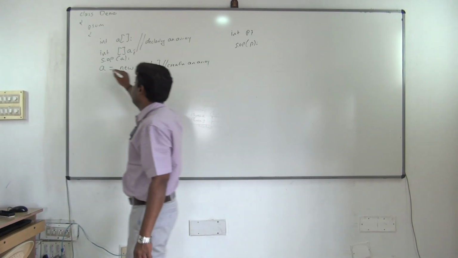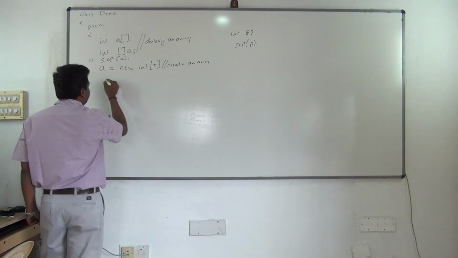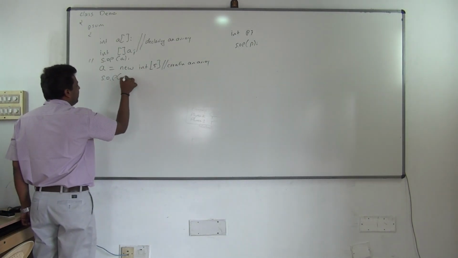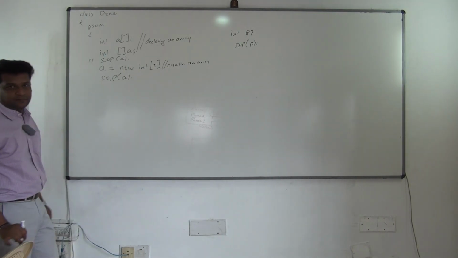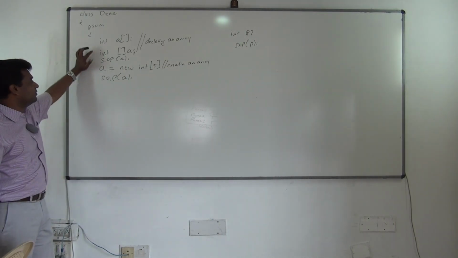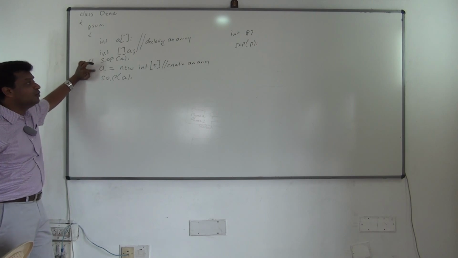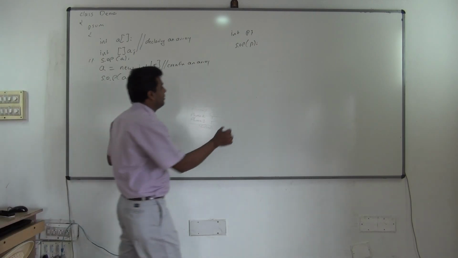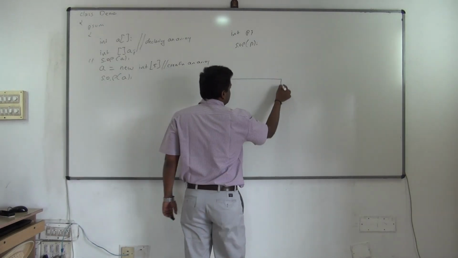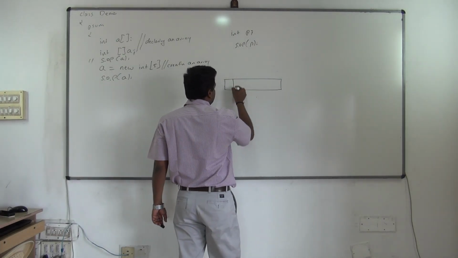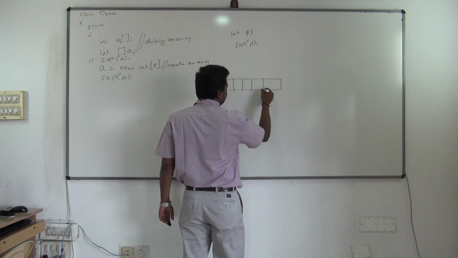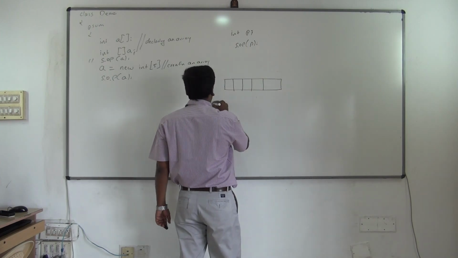So here, this is an error. But after creating the array like this, you print SOP A. It will print your address. What address? We'll start seeing now. Int A, nothing has happened. No memory will be allocated. But as soon as I say A is equal to new int of 5, see now, memory will be allocated like this. So the size of the array is 5. 1, 2, 3, 4, 5. This will be the array now.